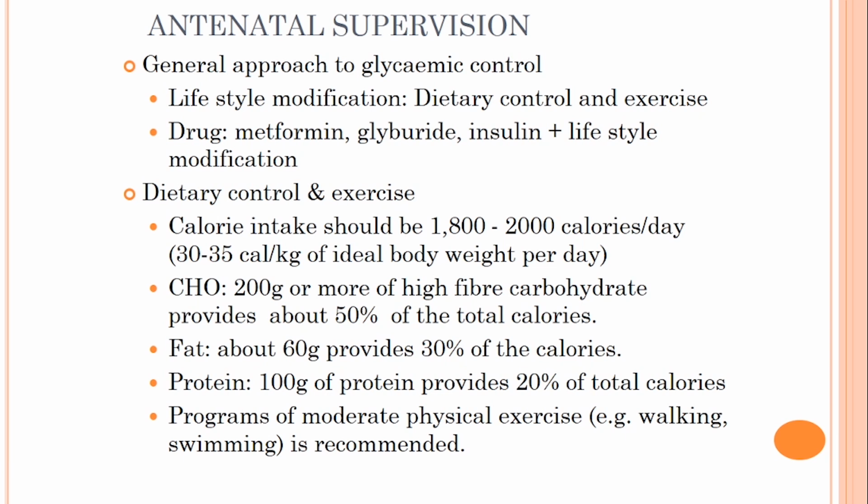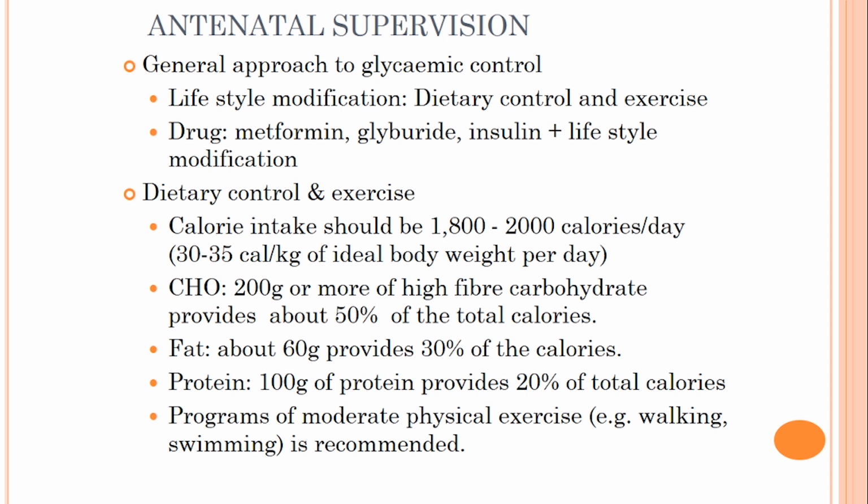So, what is the general approach to glycemic control? General approach to glycemic control is a step ladder thing. One, lifestyle modification, which aims at what? The appropriate diet and exercise. Drug, the use of metformin and glyburide. There's evidence for the use of metformin and glyburide in the treatment of diabetes in pregnancy, and good results have been obtained. So when metformin or glyburide is failing and target could not be obtained, then insulin is added.